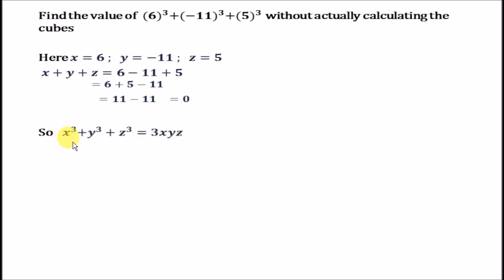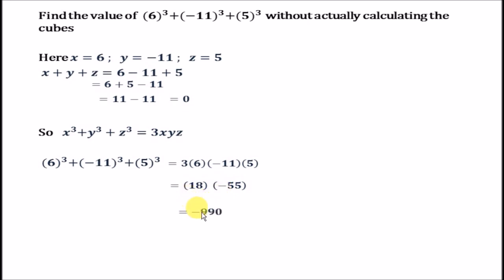That means the sum of the three terms equals 0. So the sum of the cubes will be equal to 3 times the product of the numbers. x cube plus y cube plus z cube equals 3xyz. So 6 cube plus minus 11 whole cube plus 5 cube equals 3 into 6 into minus 11 into 5. 3 6s are 18. Minus into plus is minus, 11 5s are 55, minus 55. Plus into minus, the overall sign will be minus. 18 into 55 will be 990. So the question is done.